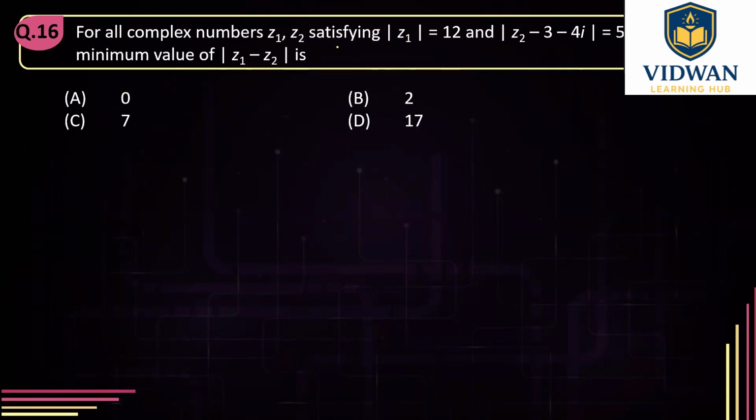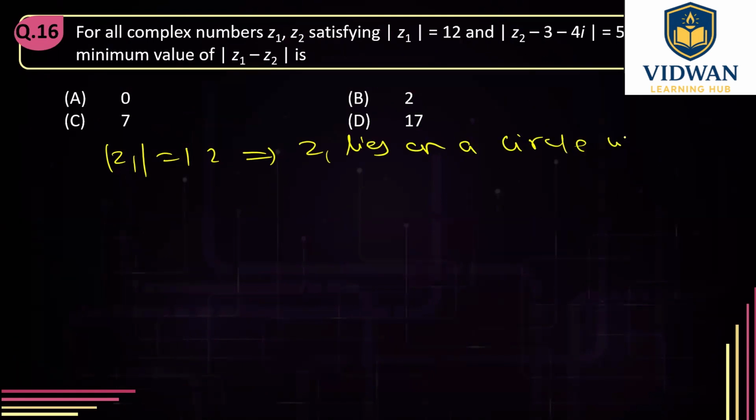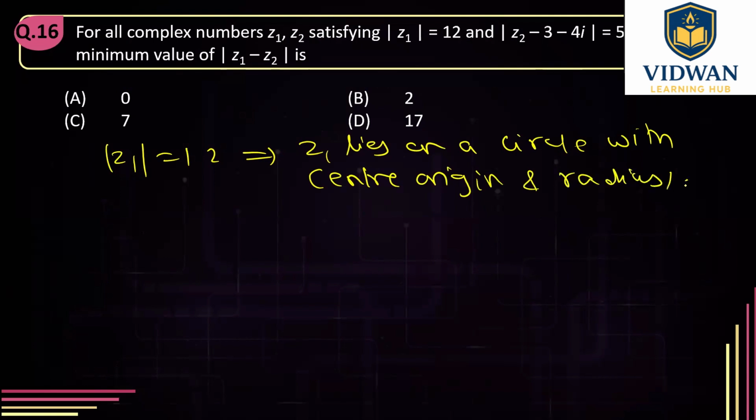All complex numbers Z1 and Z2 satisfy these two equations. What is the minimum value of mod of Z1 minus Z2? Now, basically, mod Z1 equals 12. What does this imply geometrically? We can solve this question geometrically. Z1 lies on a circle with center origin and radius 12. So we'll interpret this geometrically.